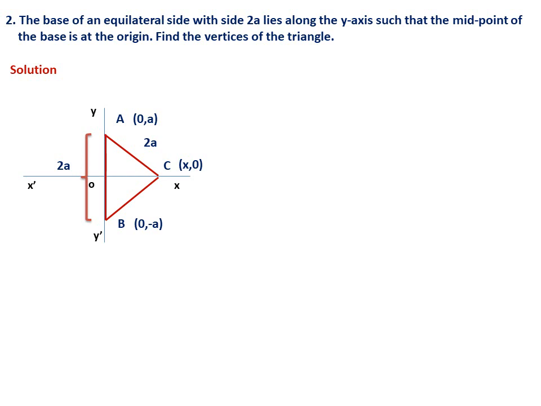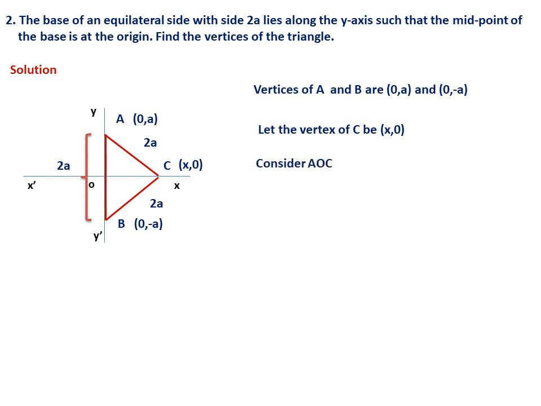Since it's an equilateral triangle, AC must be 2a and BC also must be 2a. All the three sides are equal. Now we will work out like this. Vertices of A and B are (0, a) and (0, minus a), no doubt. And then let the vertex of C be (x, 0) because it is on the x-axis. Now consider the triangle AOC.